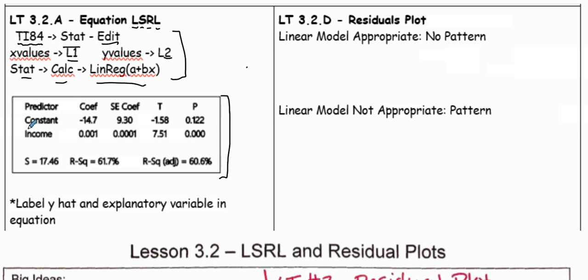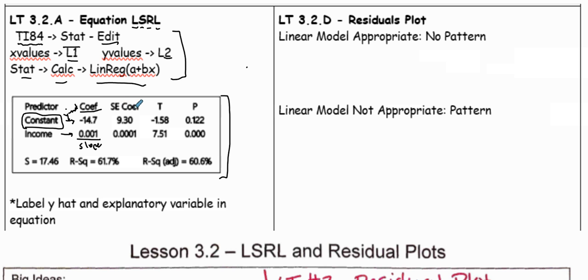The first thing that you want to identify is the constant. When they talk about this constant and coefficient, this is known as the y-intercept. That is a y-intercept. This right here is talking about what is coming out. This is the slope. That is the slope.